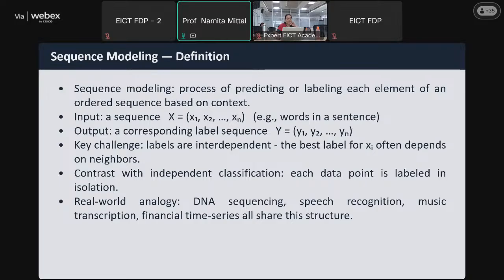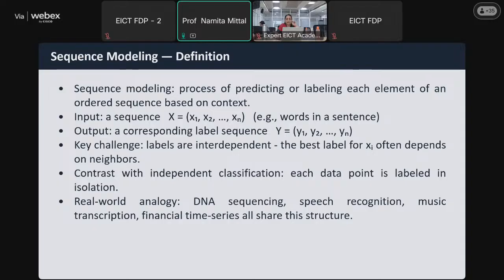So a sequence model is the process of predicting or labeling each element of an ordered sequence based on the context, which we have understood very well, right? It depends on the previous words. So the input is a sequence, x1, x2, xn, that is x, and what will be the next? If we know the output, a corresponding label sequence y1, y2, yn, that is the output, and they are discrete in nature and not overlapping.